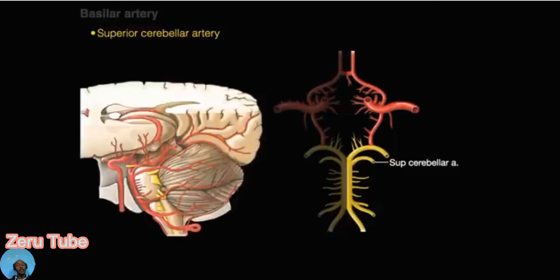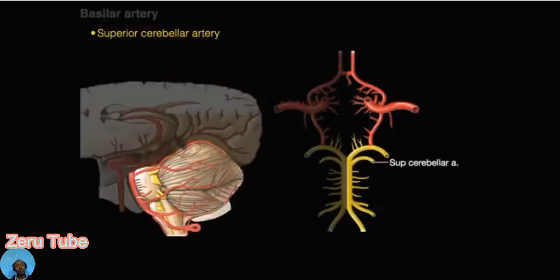The superior cerebellar artery is the second branch of the basilar artery. This branch gives blood to the superior surface of the cerebellum.